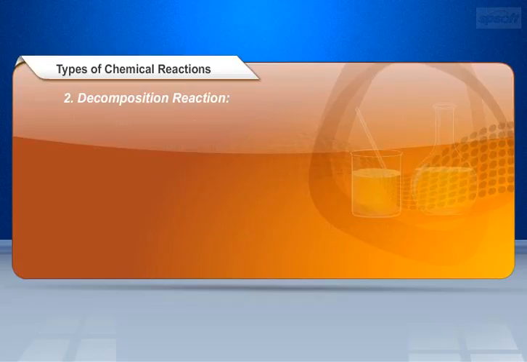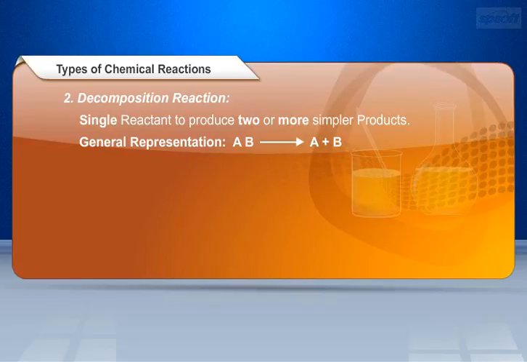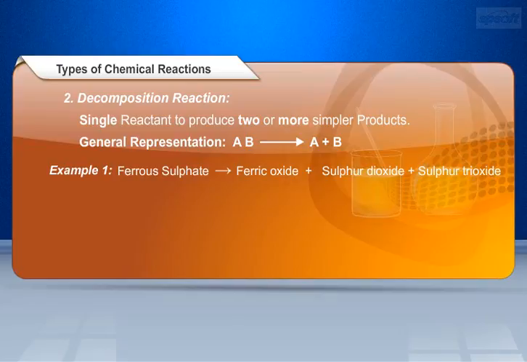Next reaction is decomposition reaction. A single reactant producing two or more simpler products is called decomposition reaction. The general representation is AB gives A plus B. Let's see the first example. The word equation is ferrous sulfate gives ferric oxide plus sulfur dioxide plus sulfur trioxide. The chemical equation is.